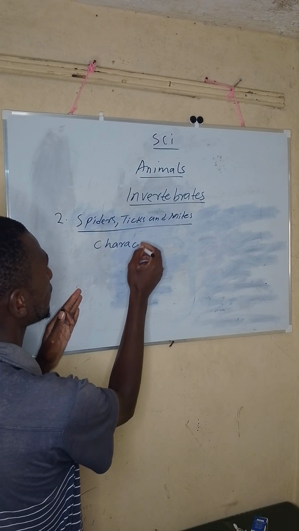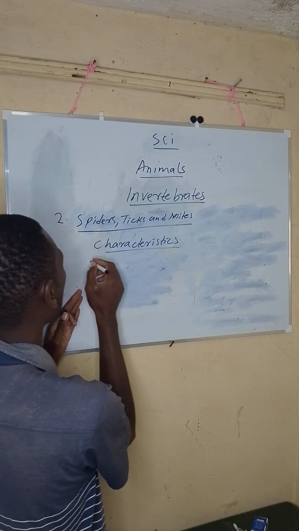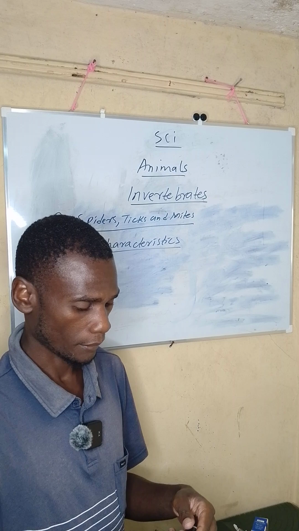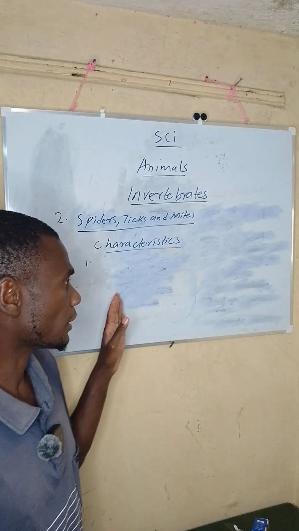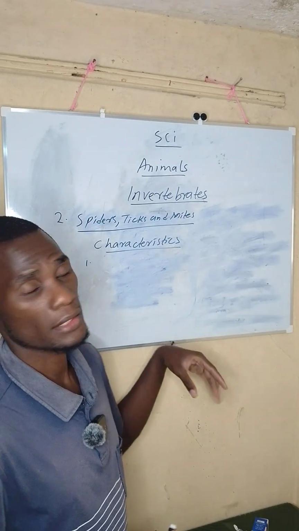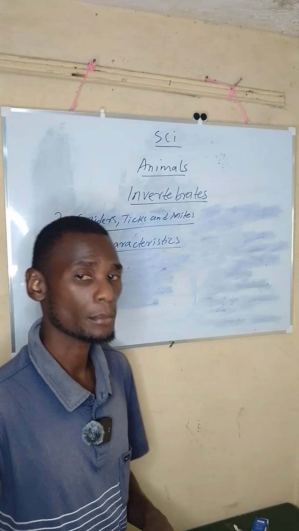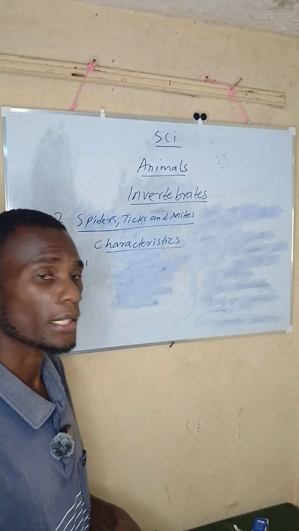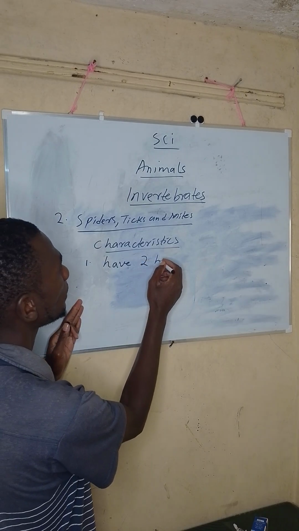So the characteristics of this group. We want to compare the difference. In fact, the difference comes in the characteristics. Now, the first characteristic, if we compare with the characteristics of insects, the first characteristic of insects was they have 3 body parts. Now, these ones have only 2 body parts. So the first characteristic here is that they have 2 body parts.